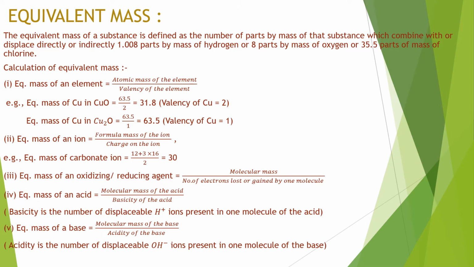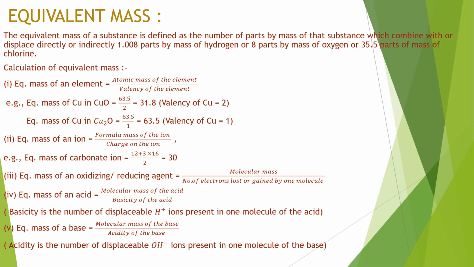If we change the formula to Cu2O, the equivalent mass of copper will be the atomic mass, which is fixed, 63.5, divided by the valency. The valency of copper in Cu2O is 1. So ultimately we get an equivalent mass of 63.5.